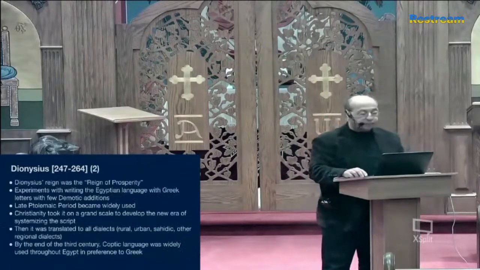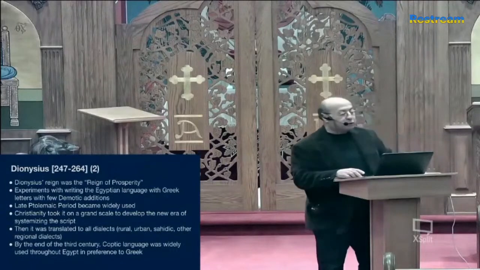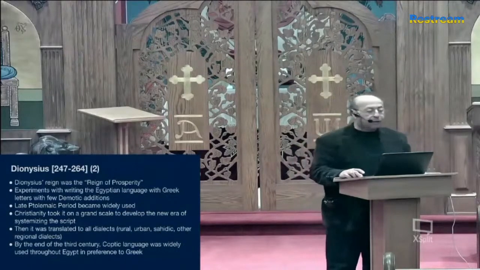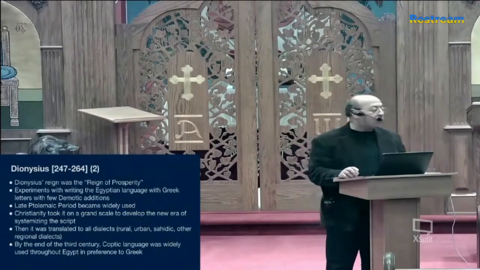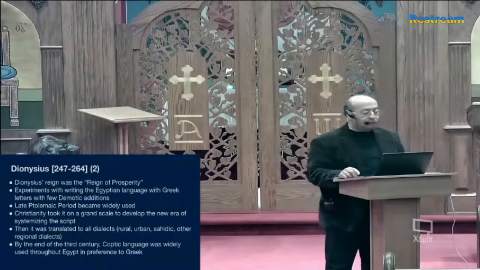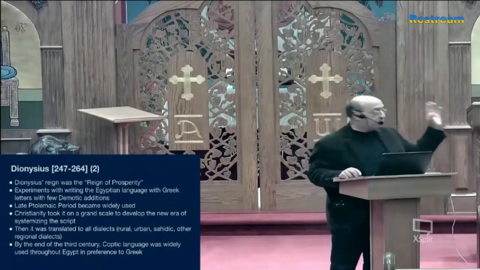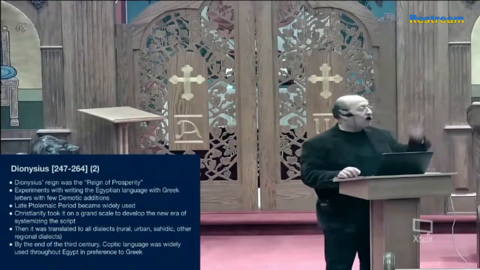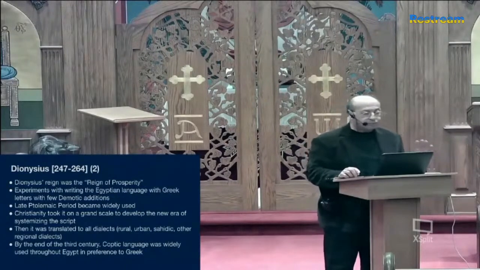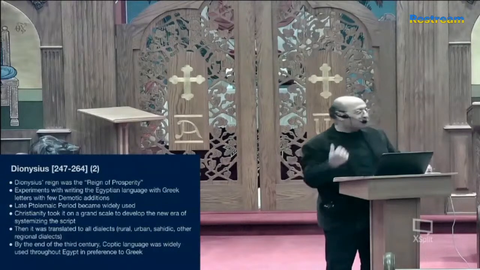So Dionysius also, because he was such an open-minded guy, his reign was called the reign of prosperity of the church. He entertained experiments with writing the Egyptian language with Greek letters, with a few Demotic additions. Those are all what you read in the Tasbihah. They are all Greek letters except for a couple, because the Egyptian dialect had sounds that were not present in Greek, so they made them up.